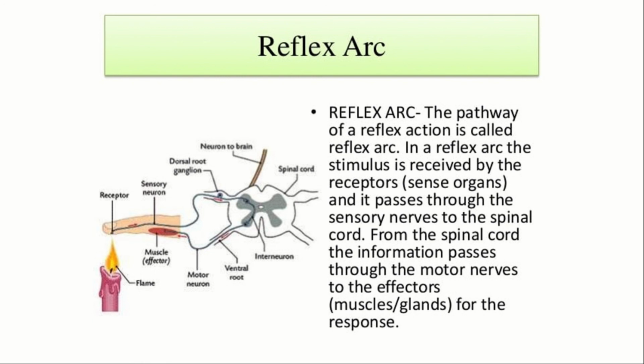In a reflex arc, the stimulus is received by the receptor sense organ and it passes through the sensory nerves to the spinal cord. From the spinal cord, the information passes through the motor nerves to the effectors, that is muscles or glands, in response. So this circular movement is called a reflex arc.